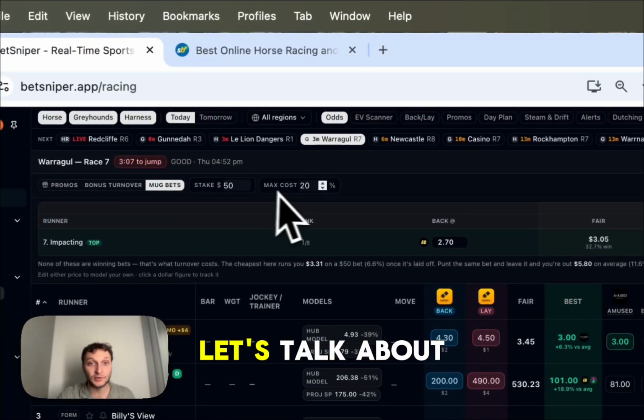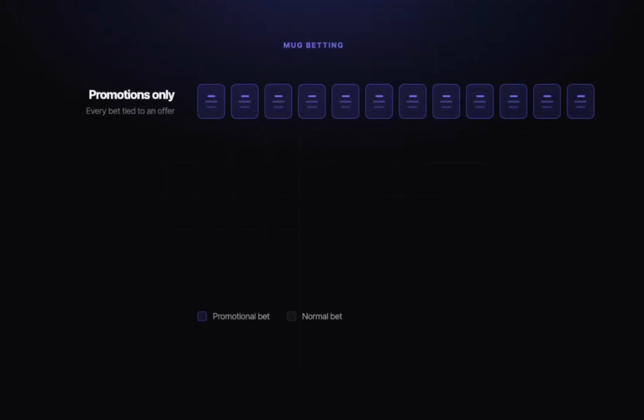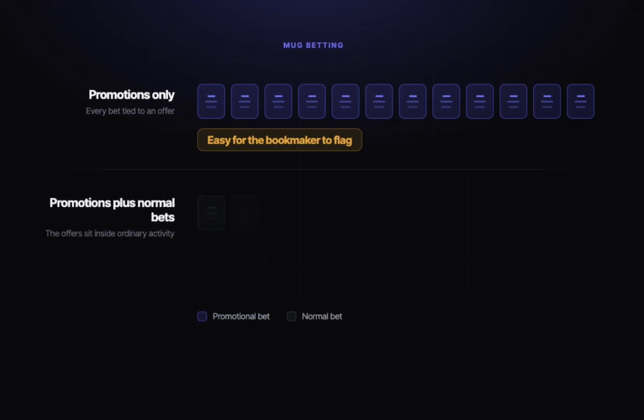And lastly, let's talk about mug betting. So mug betting is effectively the idea of placing non-promotional bets. If you're only placing promotional bets on your account, it's going to be a really easy flag to the bookmakers.